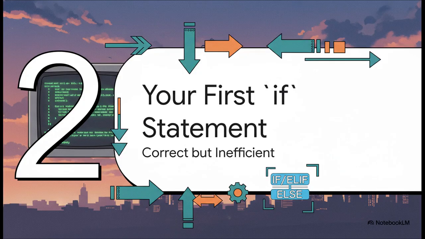Okay, enough talk. Let's actually write some code. We're going to use the if keyword to have our program compare two numbers. Now, this first attempt, it's going to work. It'll give us the right answer. But, and this is a big but, it's not very smart. Let me show you what I mean.